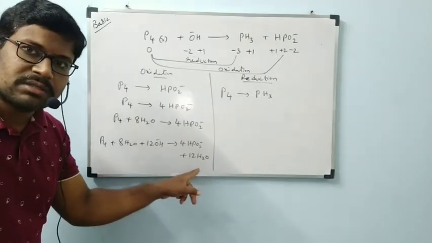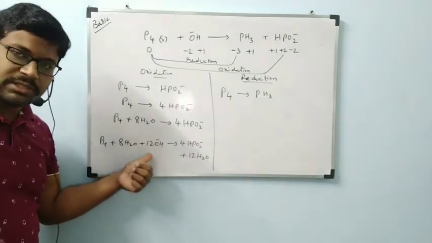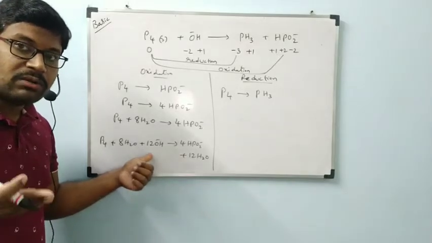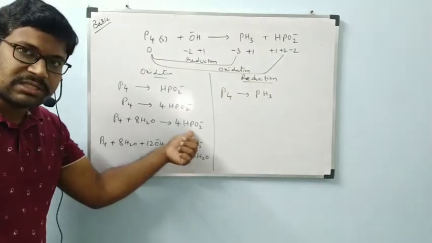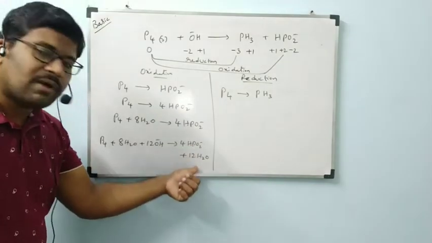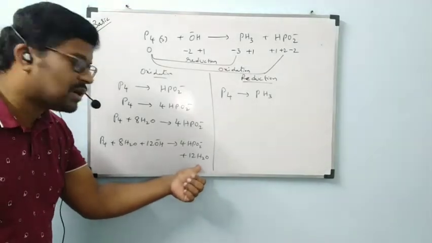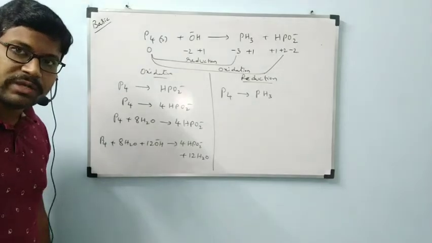That many water molecules must be added. The same number of OH minus ions must be added on the opposite side. It is not fixed on left or right. According to the number of hydrogen deficiency, the right side has hydrogen deficiency. On that side we have to add water molecules. How many hydrogens are deficient? 12. That many water molecules must be added. On the opposite side we have to add 12 OH minus.